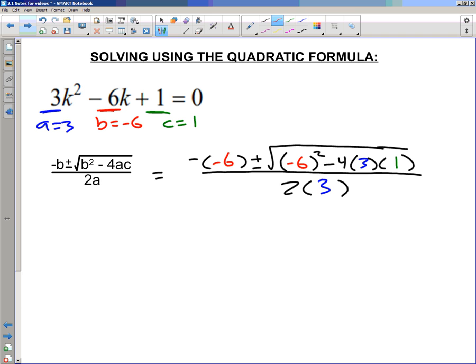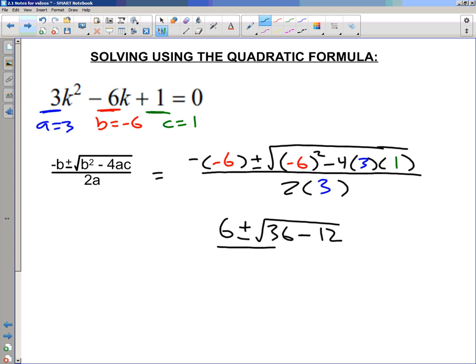Okay, now our job is just to simplify this. We've done the plugging in, now we just need to simplify. I got a minus negative 6, that's going to become a positive 6. Underneath, let's go ahead and square that negative 6. You square a negative, it's going to be positive. Let's look at our signs here for the negative 4 times 3 times 1. I got negative 4 times a couple positive numbers, so I do know my final answer is going to come out to be negative. Once I've got my sign, now I'm going to go back and look at my values. 4 times 3 times 1 would be 12.